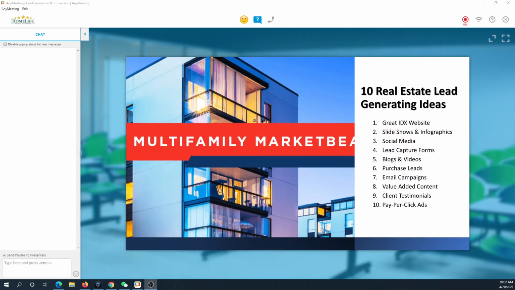So we're going to look at a number of different ideas, but here are 10 real estate lead generation ideas right off the top of our head. So number one, having a great website, an IDX website. Obviously, an IDX website, Internet Data Exchange, is what IDX stands for. And that means a website that is filled with not only good real estate content about buying and selling property, but also a website that has lots of listings on it.